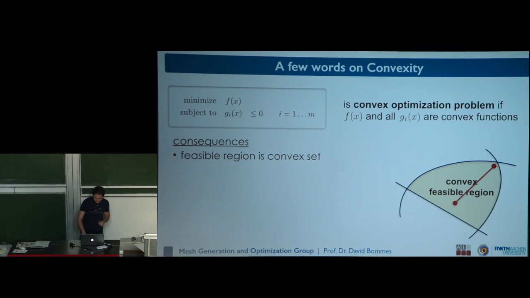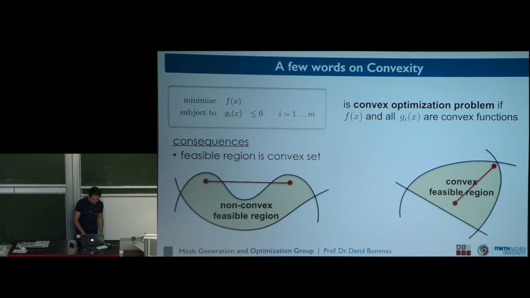from this set, then the connecting line segment is also part of the set. And what this essentially means for the optimization problem is that if you want to do some local updates, then if the feasible region is convex, we can never get stuck somewhere on the boundary. Alright, so here's an example for a non-convex feasible region.